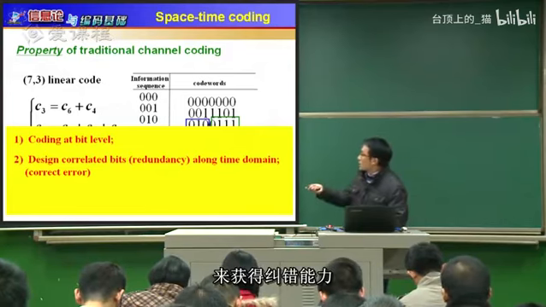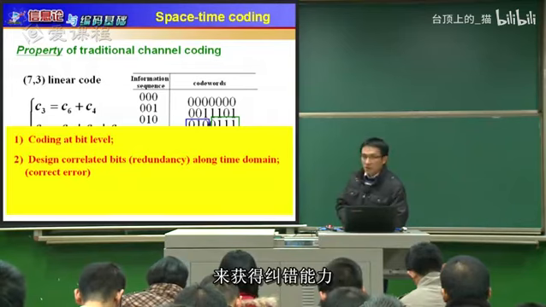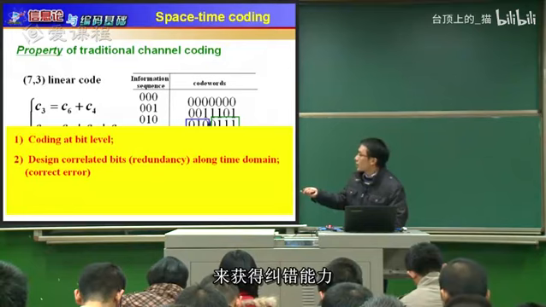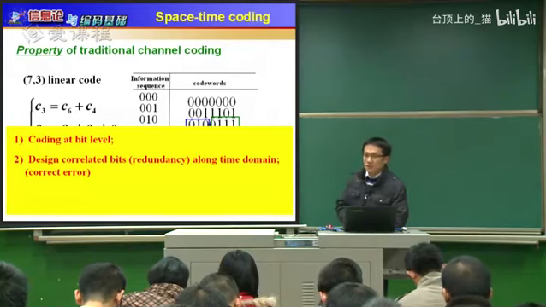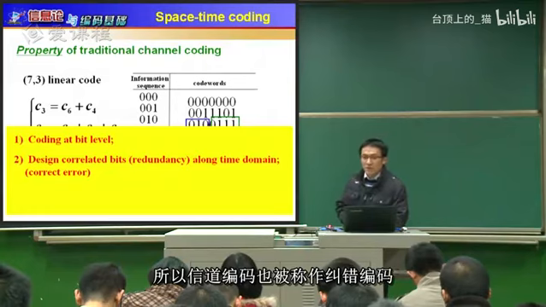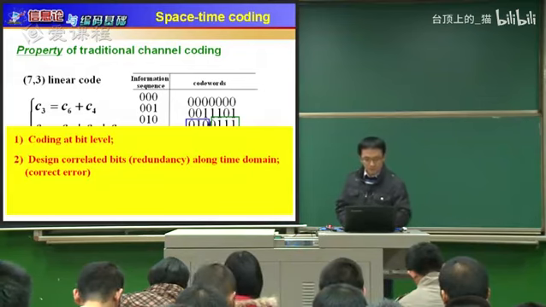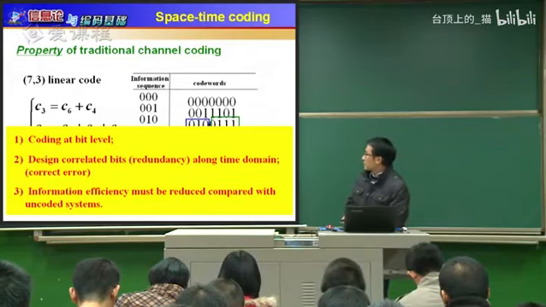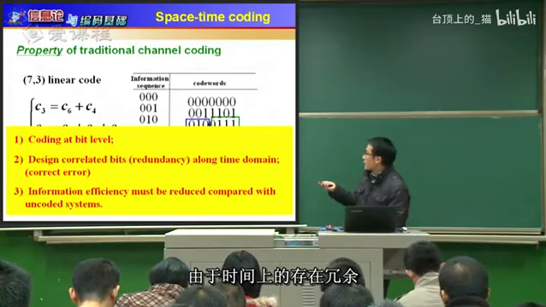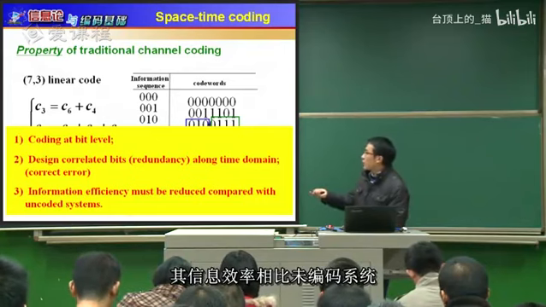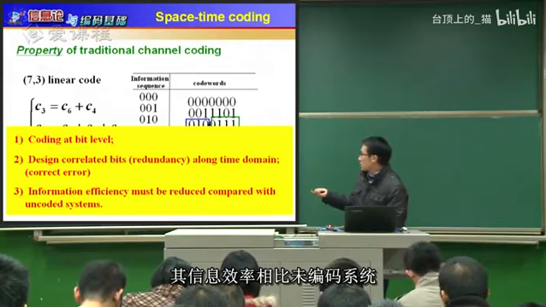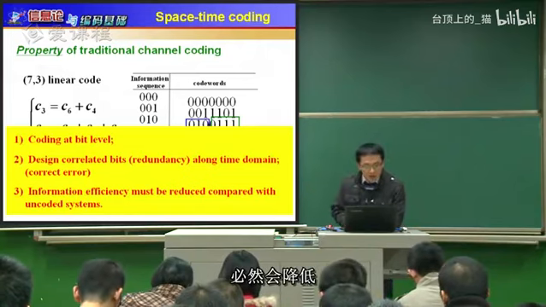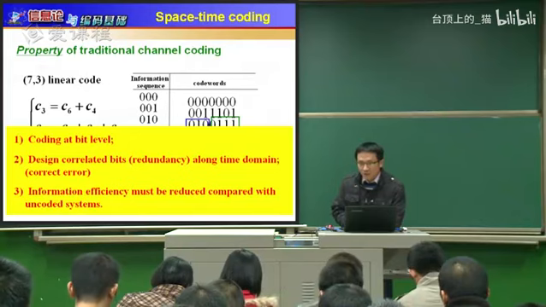So, to do that, it can correct errors. So, the channel coding is also named error correction coding. And another property, due to redundancy along time, the information efficiency must be reduced compared with an uncoded system. So that is obvious. Okay?